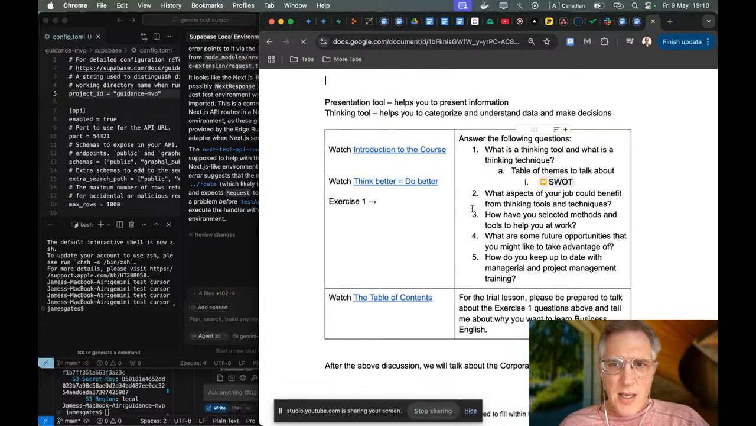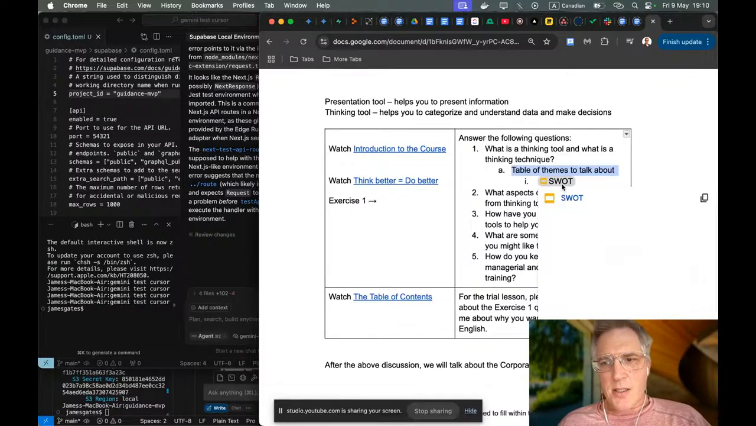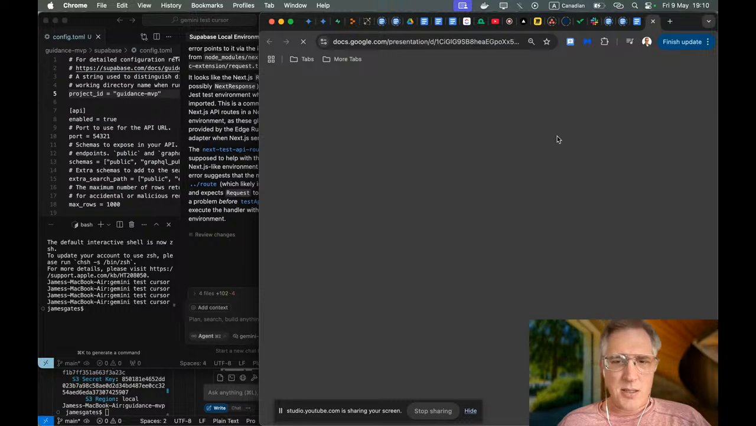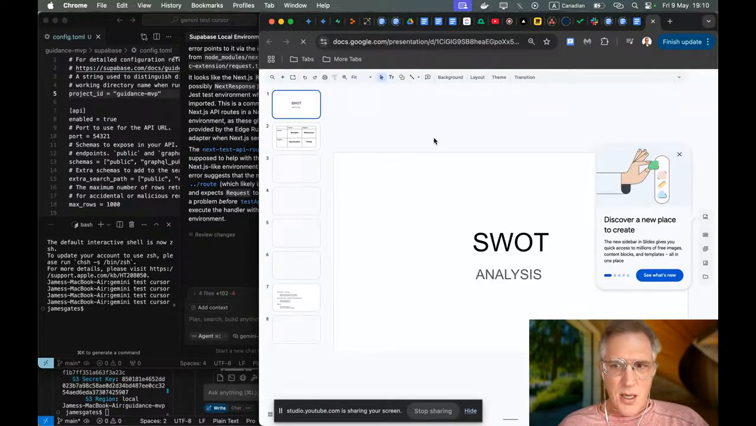All right, so the game pieces, it says, okay, answer the following questions. What is a thinking tool and what is a thinking technique? And then here's a table of themes to talk about. So then sometimes we look at the SWOT analysis. I like my SWOT analysis document. It's really, really simple.